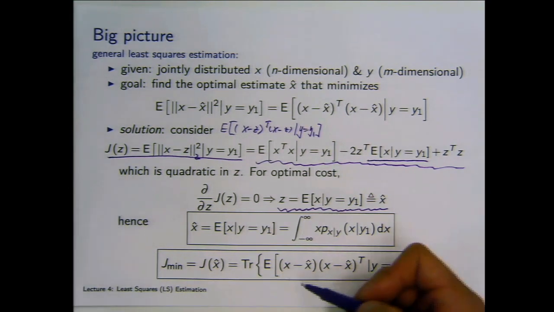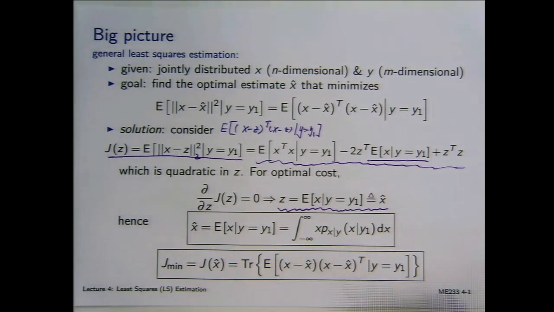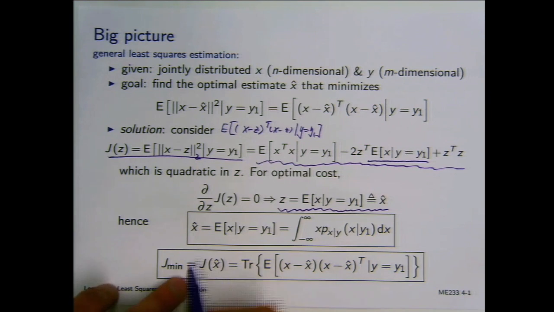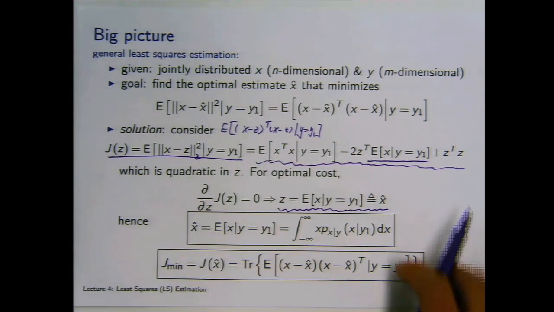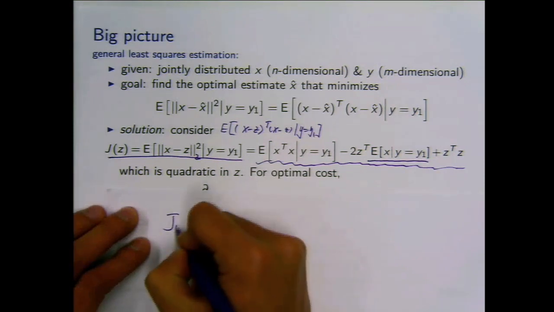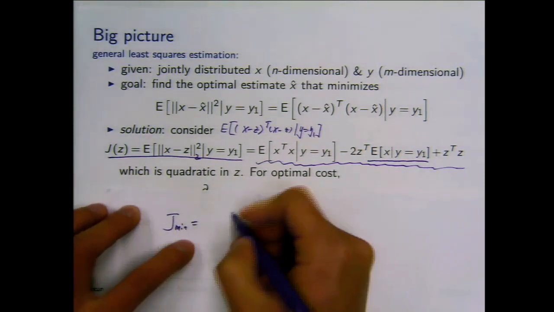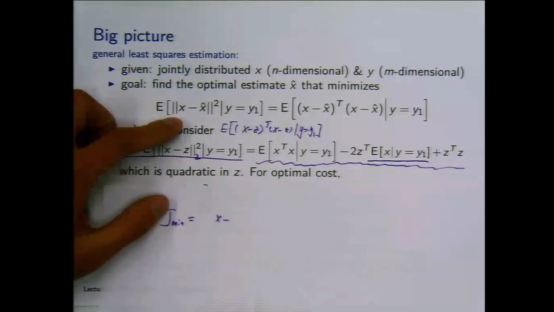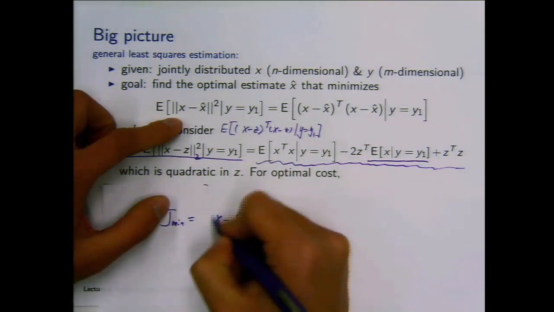There's one thing that you need to be a little bit careful about here for this optimal cost. The optimal cost is just plugging x hat into this function here. Then you're going to get the optimal cost. Let's say J mean. It's going to be plugging x minus x hat over here.